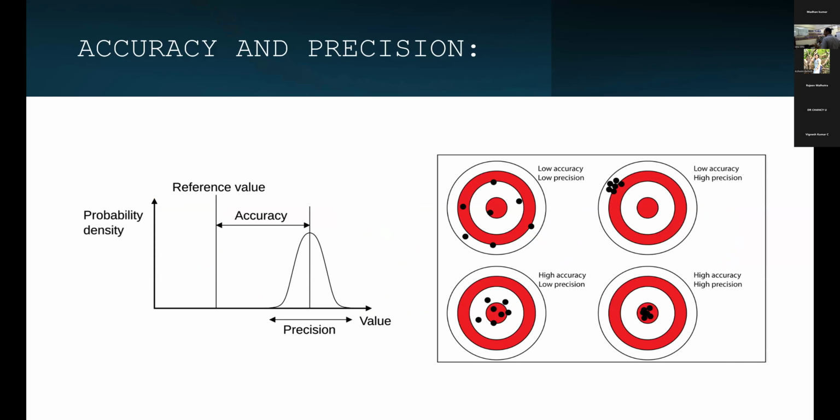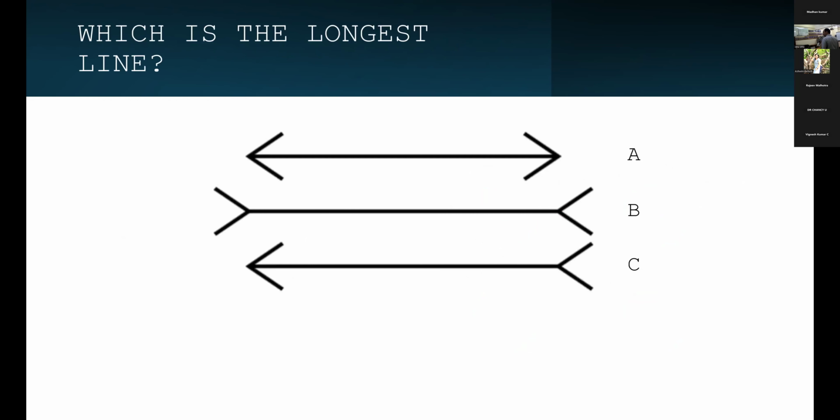I'm sure we are all familiar with this. Accuracy is how far away from the truth we are, and precision is how close the values align with each other. So tests can range from low accuracy, low precision, all the way to high accuracy, high precision. Now, this is not exactly what reliability is.